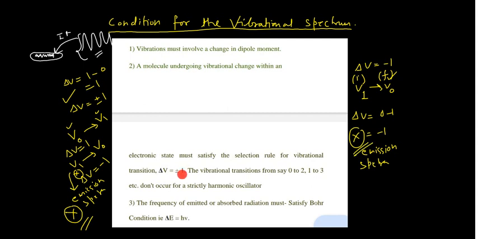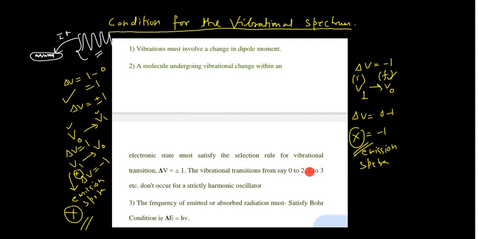equals plus minus 1, but we are interested only in del V equals plus 1, because we are recording the absorption spectra. You should remember this point, this is very important, right? However, other transitions are also possible, right? Say your molecule from the zero vibrational state goes to the second vibrational state, and it can go from first to 3, but in that case your del V equals plus 2, right?